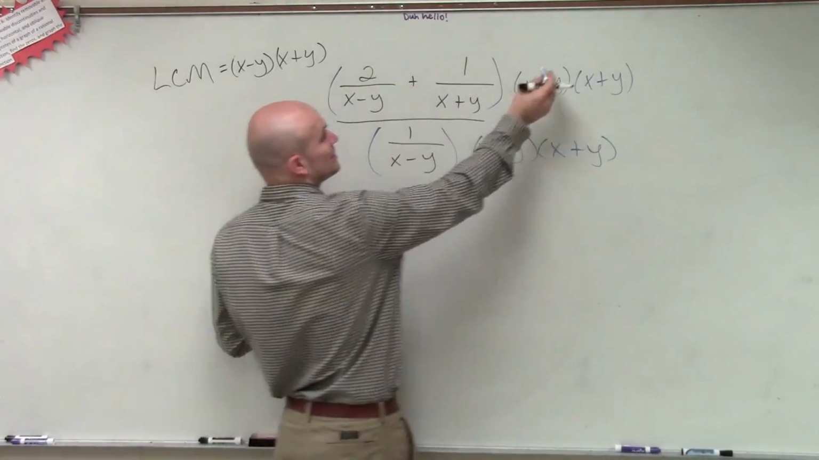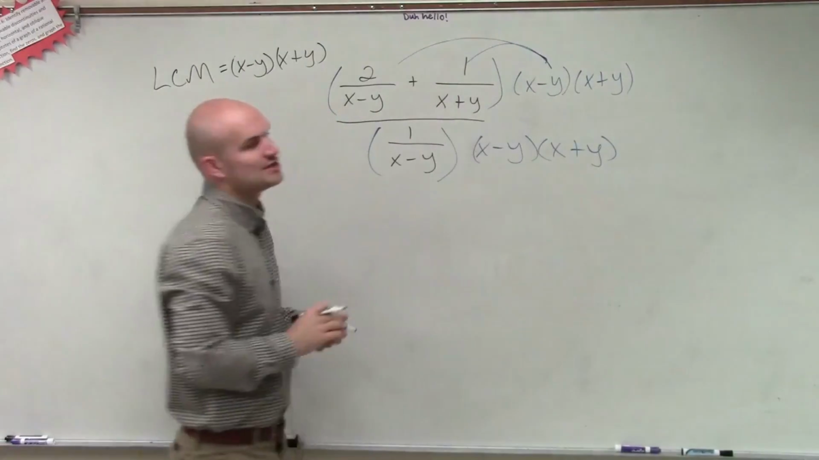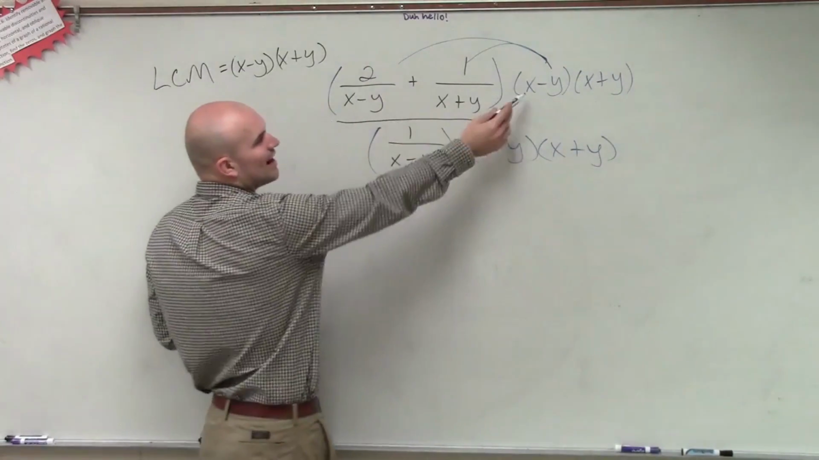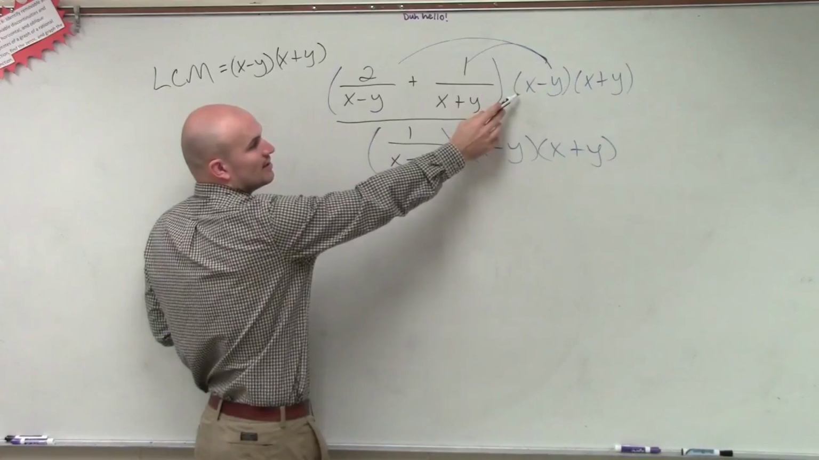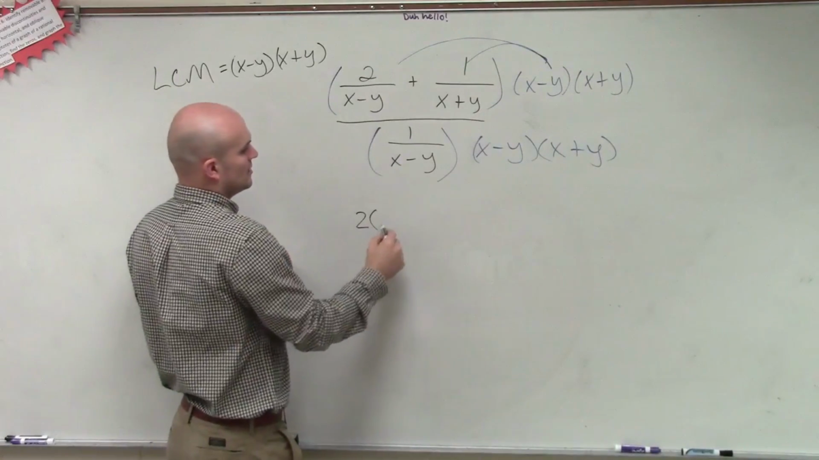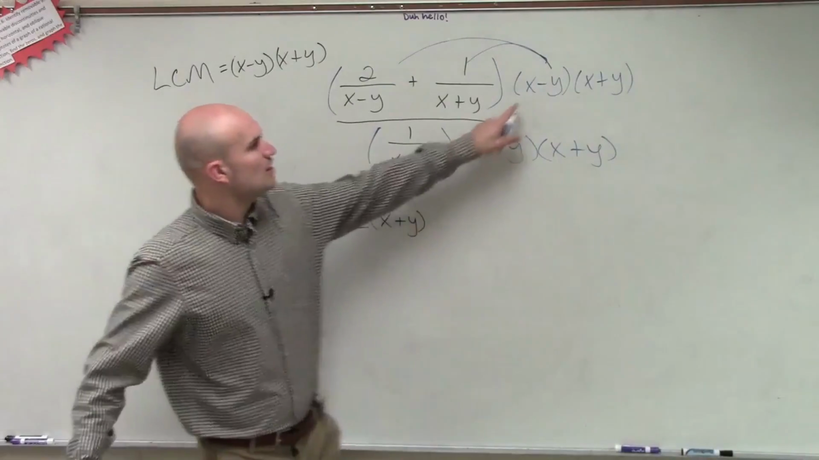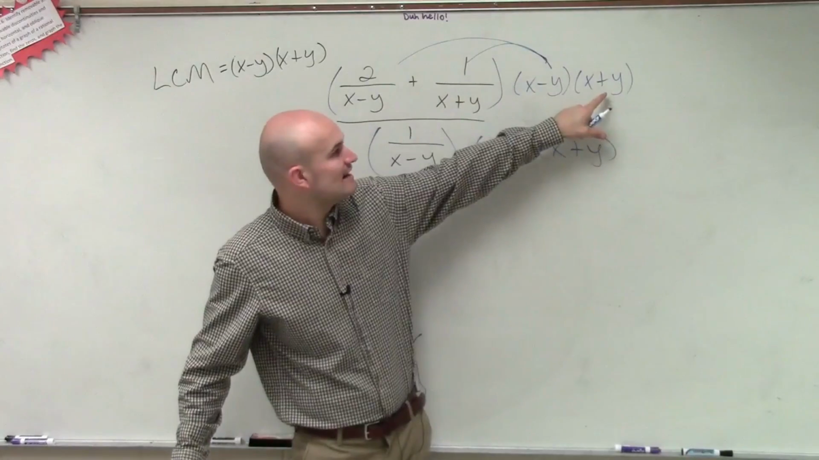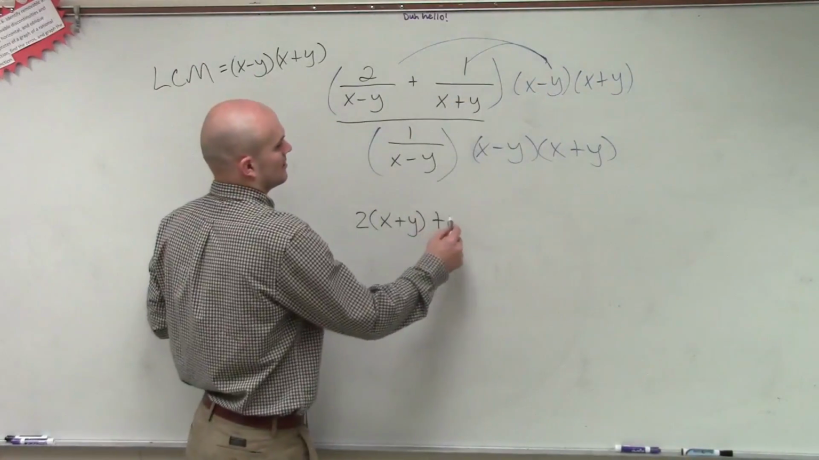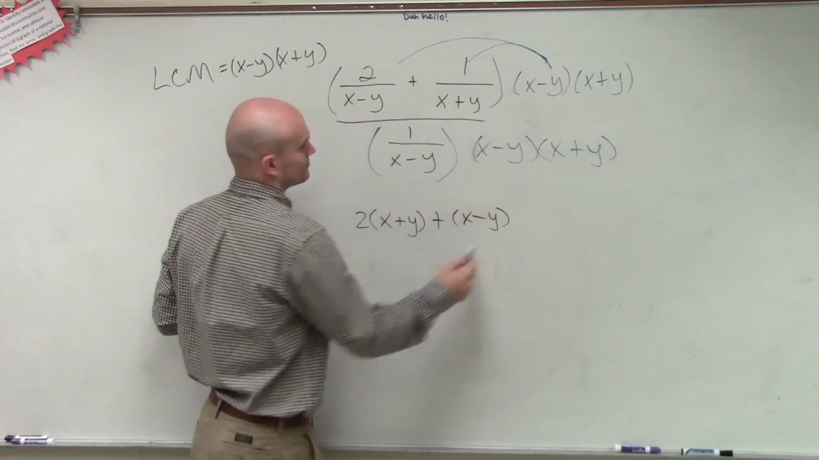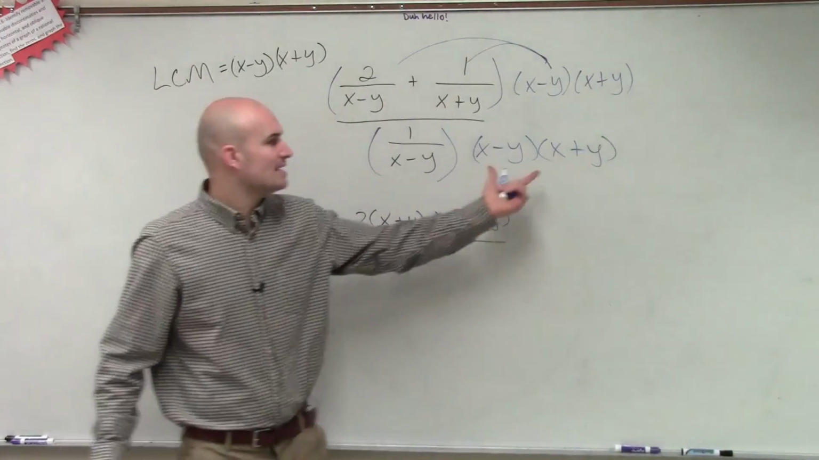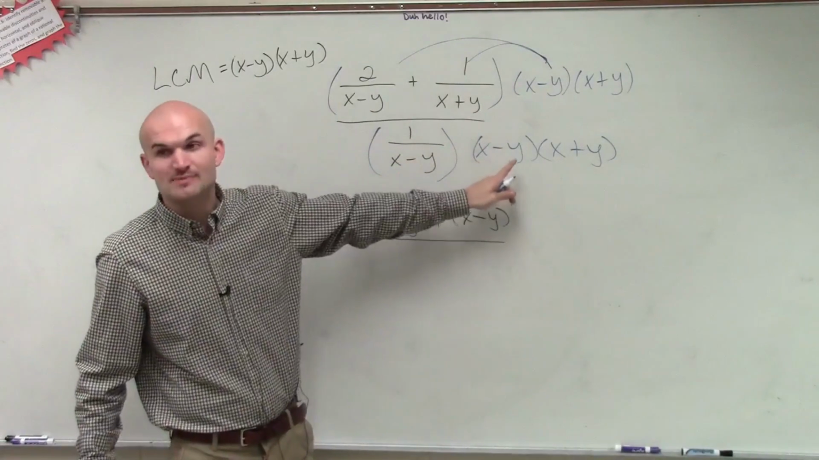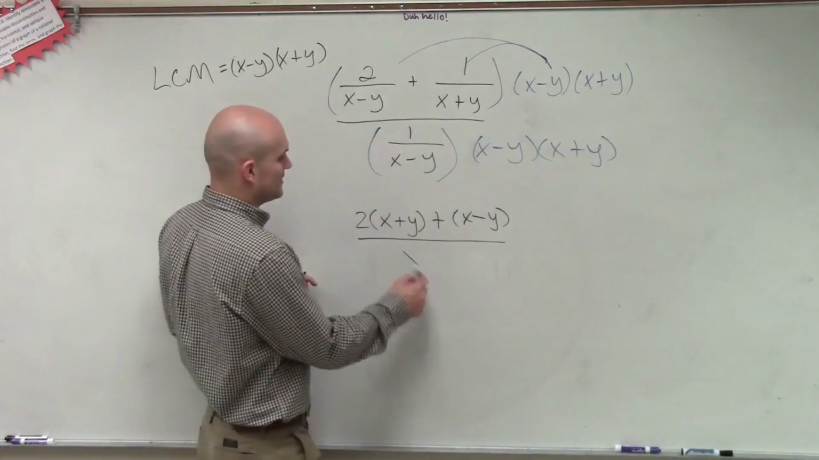OK. So now we have to apply. Here I have an expression, so I need to apply the distributive property. When I apply the distributive property, the x minus y divides with the x minus y to give us 1. So I'm only going to be left with 2 times x plus y. When I multiply x minus y times x plus y times this, my x plus y and my x plus y divide to 1. So I'm just left with x minus y. When I multiply my common denominator, or my least common multiple, times this, my x minus y and my x minus y divide to 1. So I'm just left with x plus y.